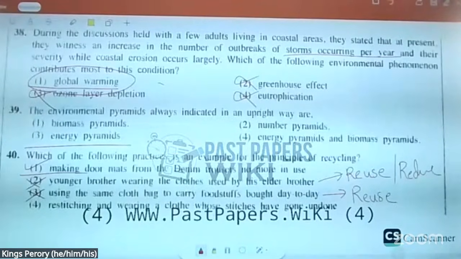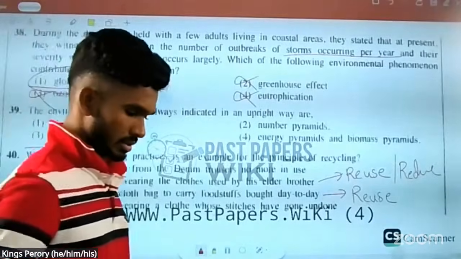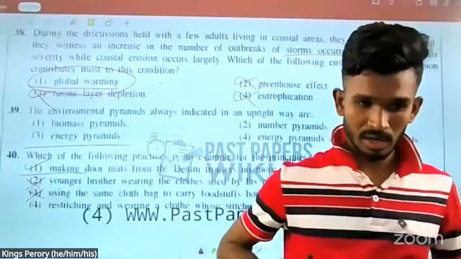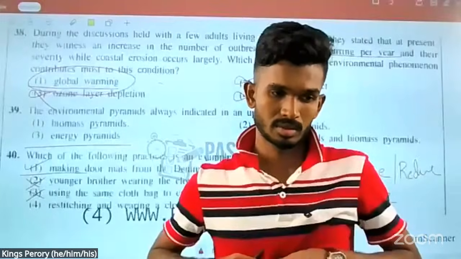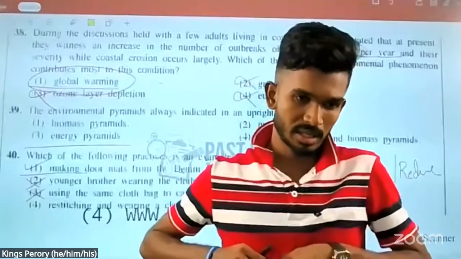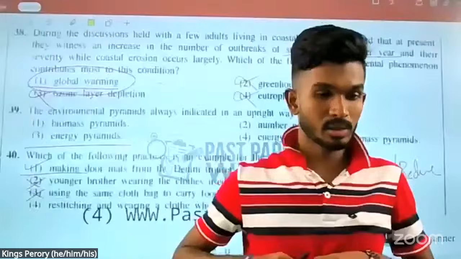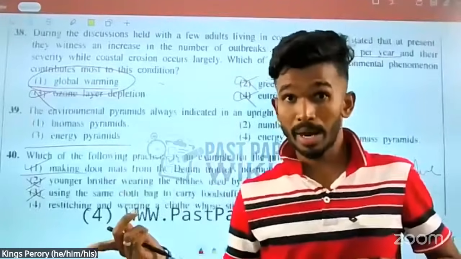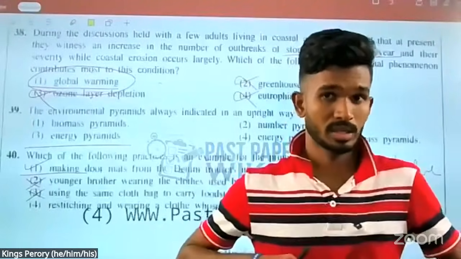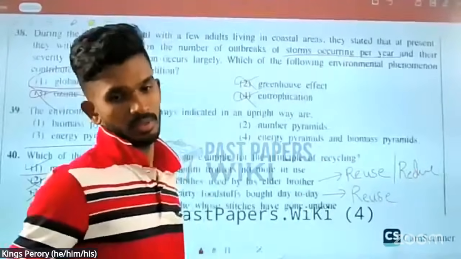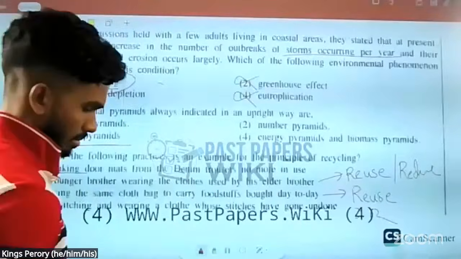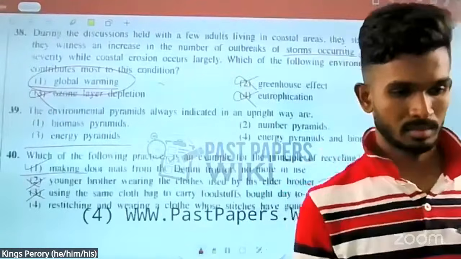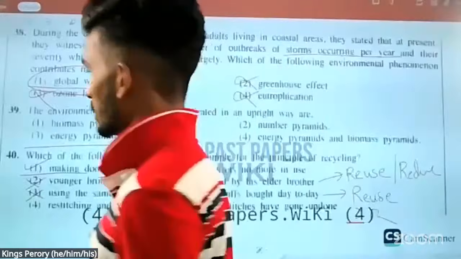Fourth one, restitching and wearing a cloth whose stitches have gone. Let's take a t-shirt. Your t-shirt stitches are gone. Again, you are stitching it and wearing it. That is what? Reuse, and reduce also. Instead of throwing it and buying another one, you're stitching and again using it. So it can be reduce, it can be reuse. Recycle is only making something from something else. That is recycle.